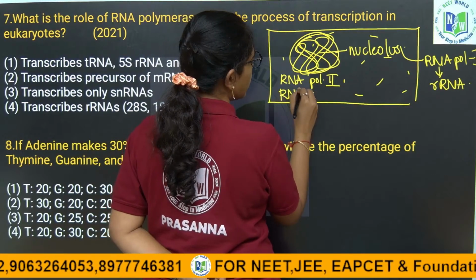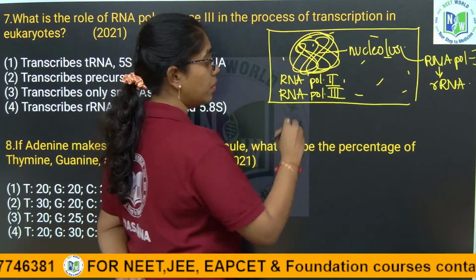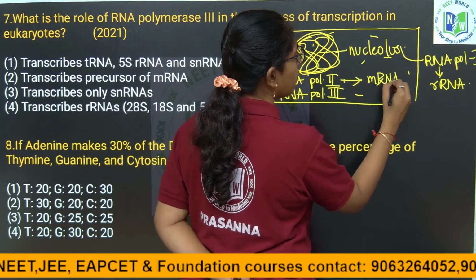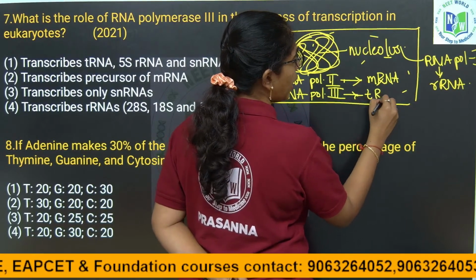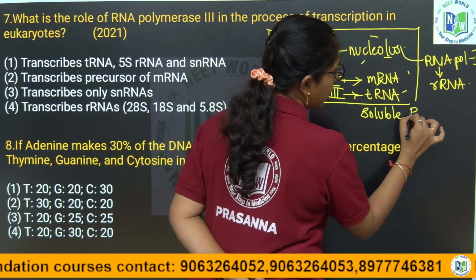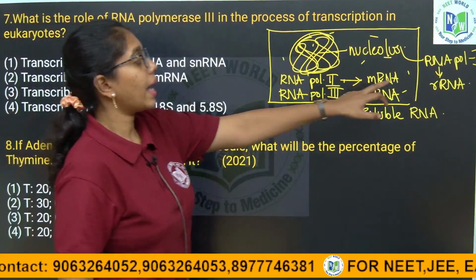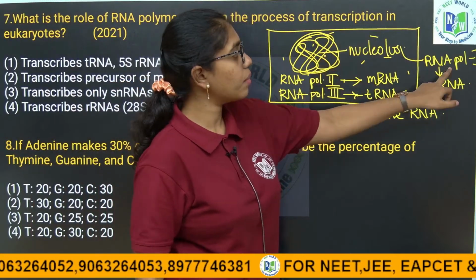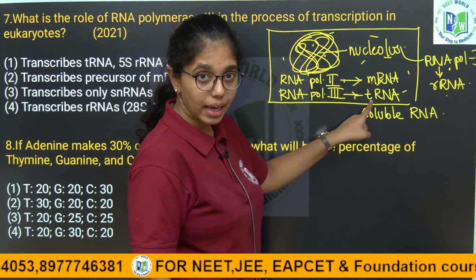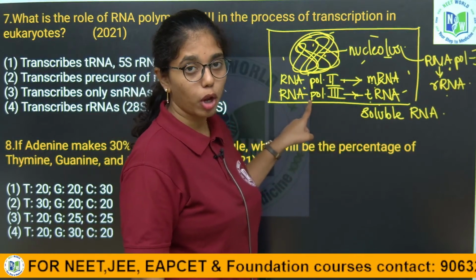And in the nucleoplasm, RNA polymerase 2 and RNA polymerase 3, 2 will be synthesizing mRNA and RNA polymerase 3 will be synthesizing tRNA or soluble RNA. Clear? So, this you have to remember, rRNA is synthesized in the nucleolus by RNA polymerase 1. In the nucleoplasm, mRNA is synthesized by RNA polymerase 2 and tRNA by RNA polymerase 3.